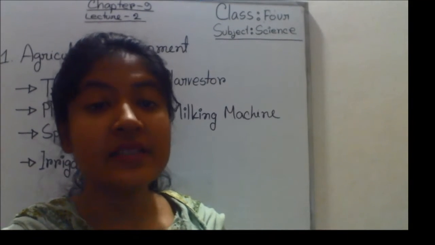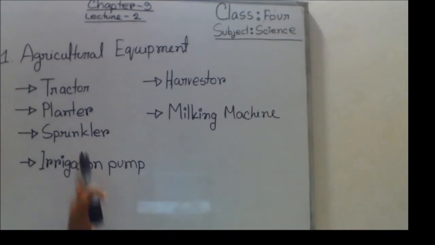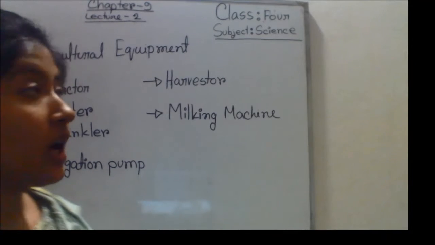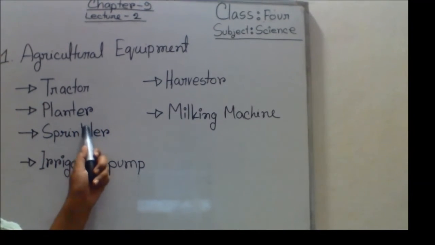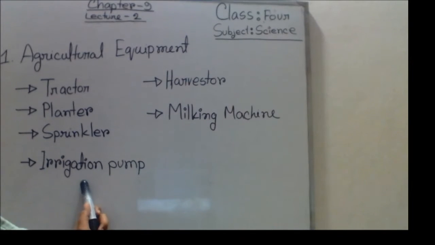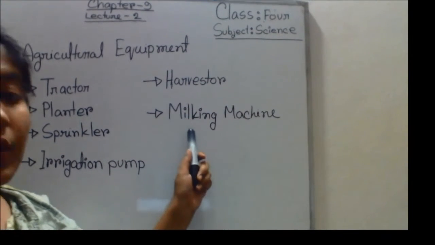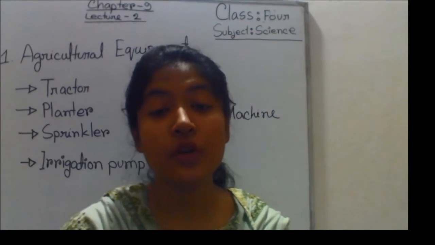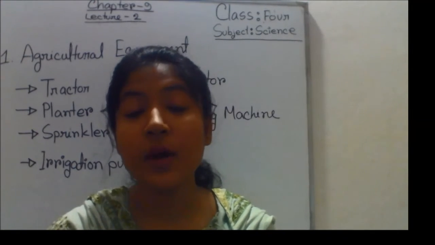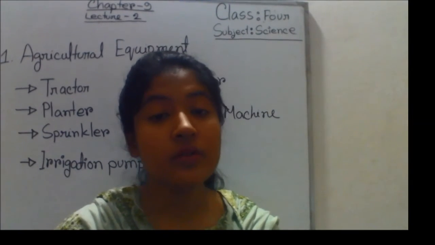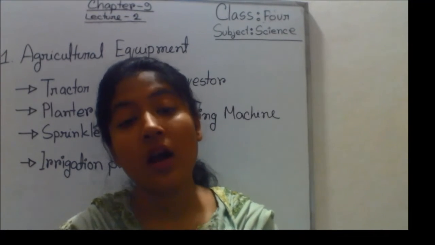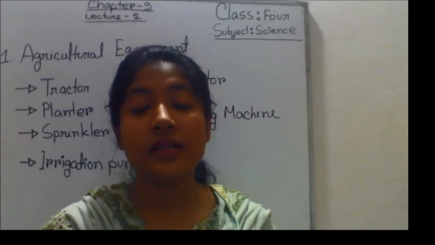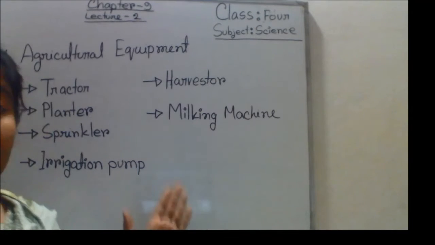Our first point is agricultural equipment. Here we have a list of agricultural equipment used in our agriculture, such as tractor, planter, sprinkler, irrigation pump, harvester and milking machine. These technologies help us to produce more food in the shortest period of time, and we also need less manpower for producing a lot of food. So student, here I am providing you some pictures of this agricultural equipment.